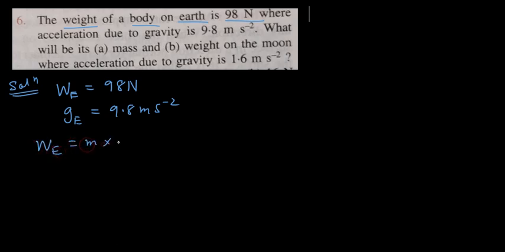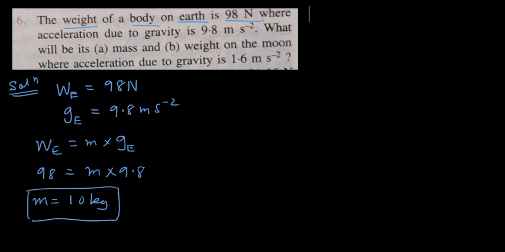So moving on to the next question, here we have the weight of a body on Earth as 98 newtons, and the acceleration due to gravity of Earth is 9.8 meter per second square. Now using this information, if I calculate the mass of the body, so here I get 98 is mass into 9.8, I will get the mass as 10 kilograms.